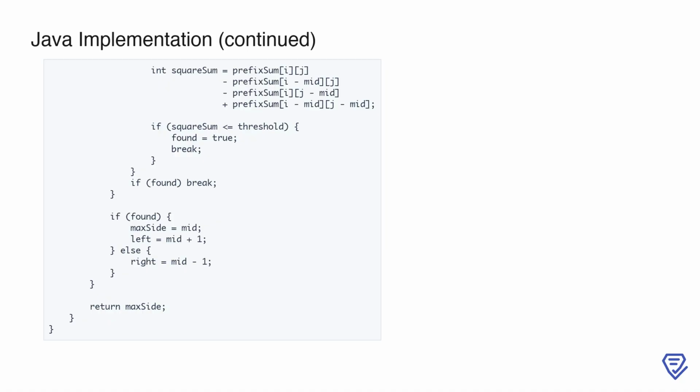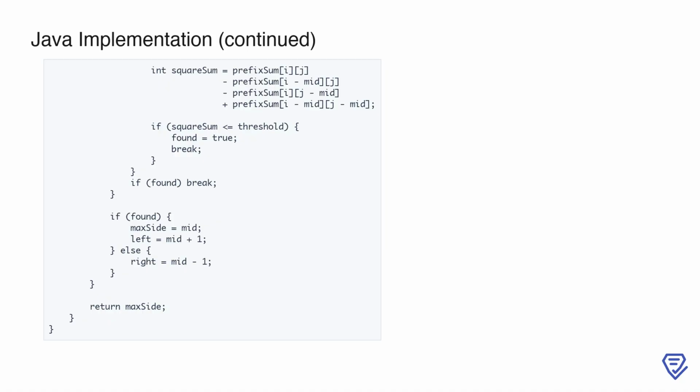For each potential side length mid, we iterate over all possible top left corners of the square, ensuring that the square fits within the matrix boundaries. Using the prefix sum array, we calculate the sum of elements within the square in constant time. If this sum is less than or equal to the threshold, we mark it as valid by setting found to true and break out of the inner loops.